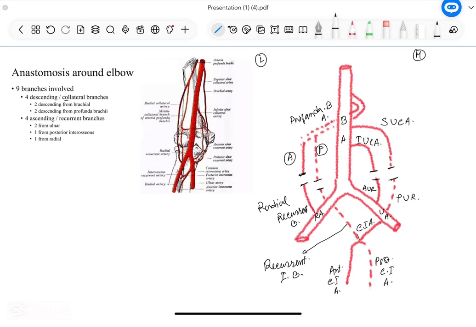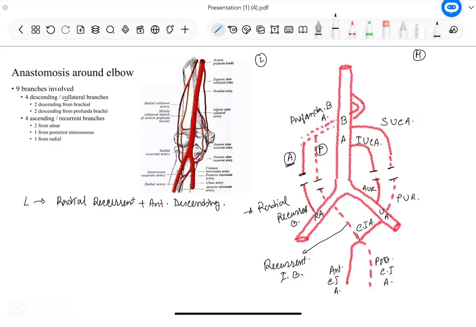So if we summarize, what are the anastomoses we got? If we see on the medial side, what are the branches, and if we see the lateral side, what are the branches. On the lateral side there is one branch anterior, another one posterior. So you just see radial recurrent, this is the radial recurrent. It will anastomose with the anterior descending branch. Anterior descending branch is a branch from the profunda brachii artery.